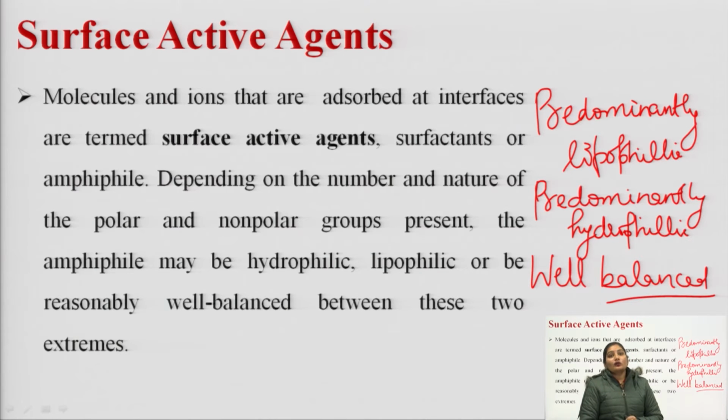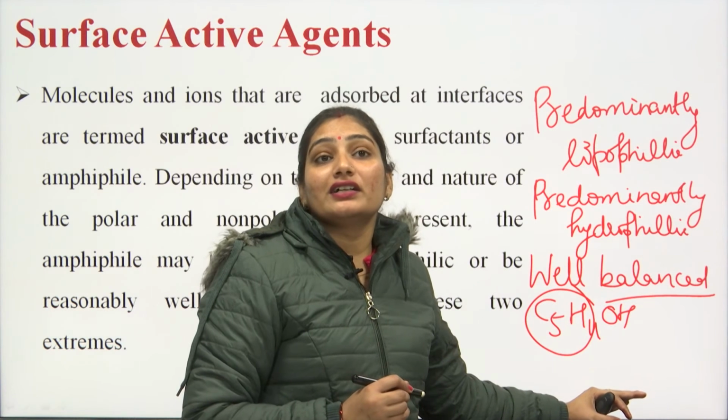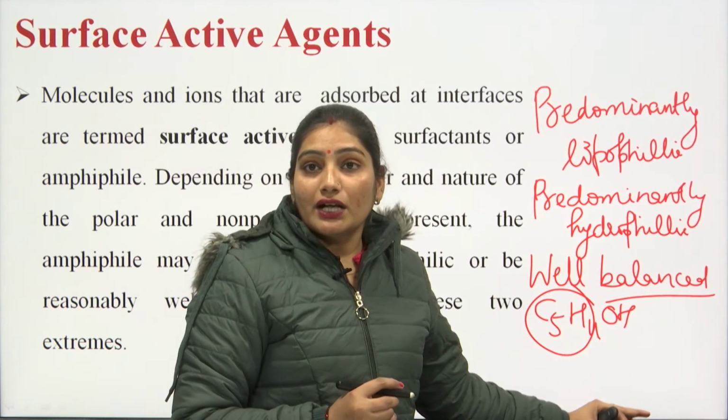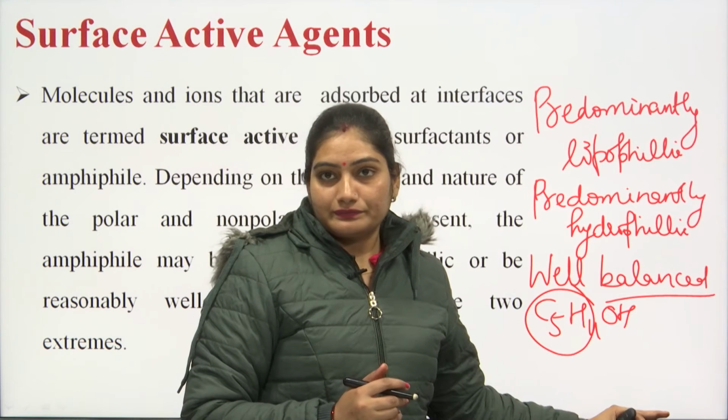Ethyl alcohol is C2H5OH, but amyl alcohol is C5H11OH. In this, the longer the alkyl chain, the greater the lipophilicity. So, it is less soluble in water as compared to ethyl alcohol.